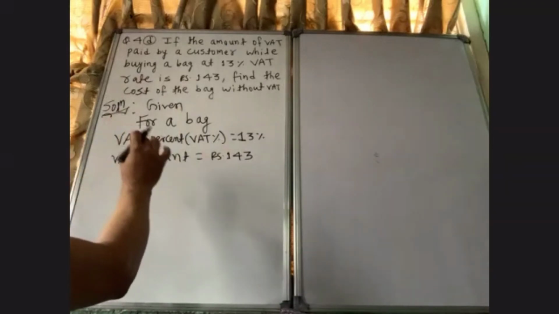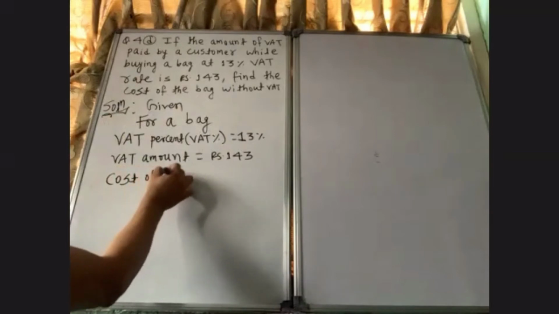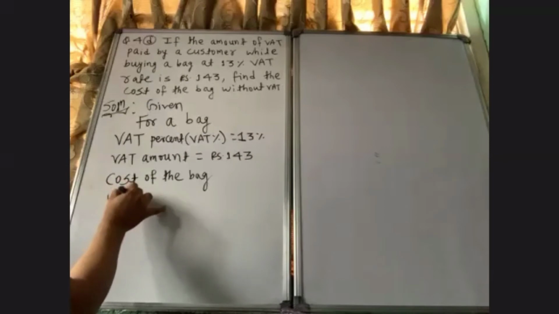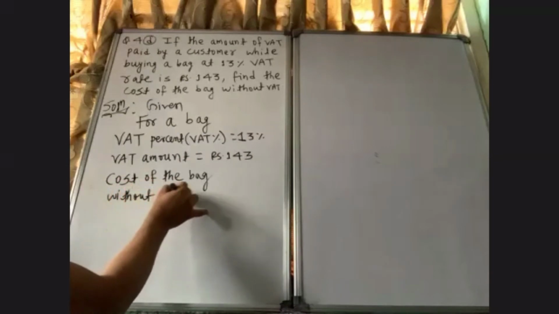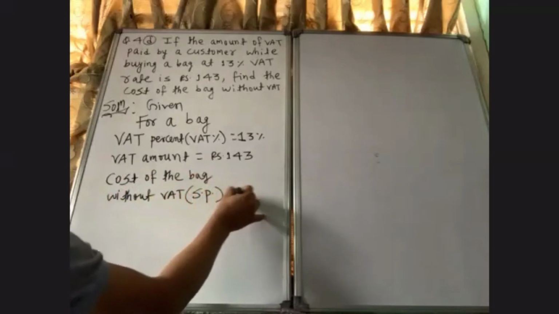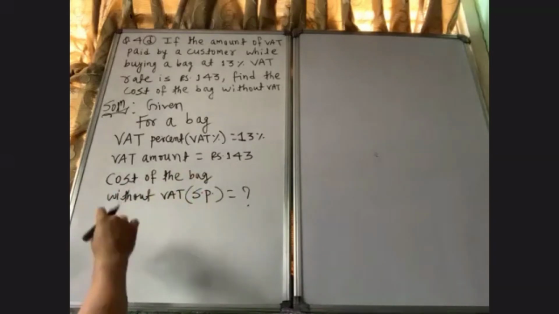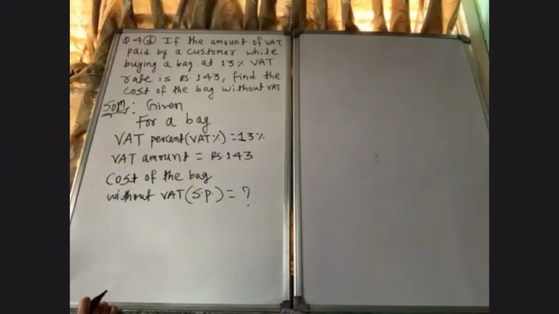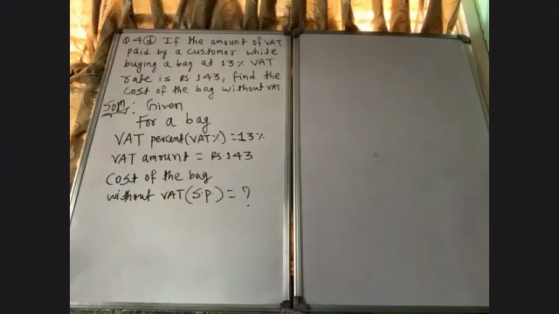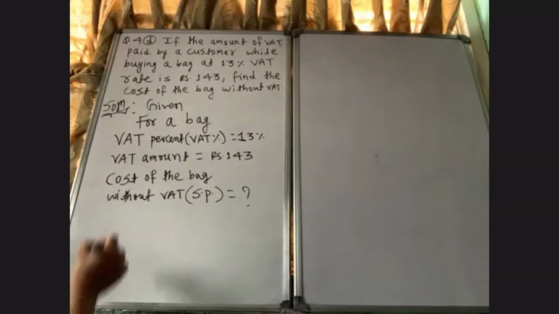Cost of the bag without VAT. You can write the same language, but this is SP. SP is equal to what? The cost of the bag without VAT is given in words, but we have to know what that is. That is SP. The price without VAT is SP.